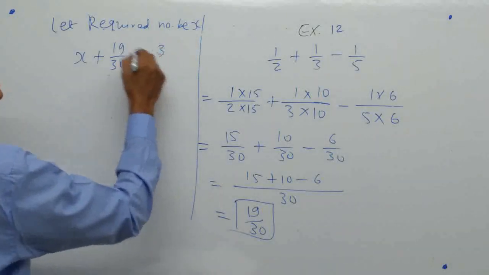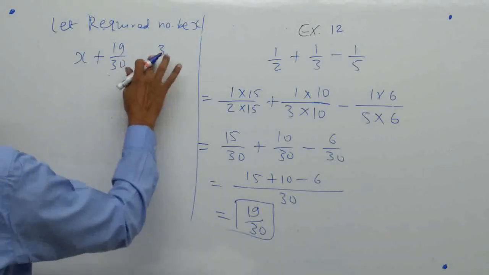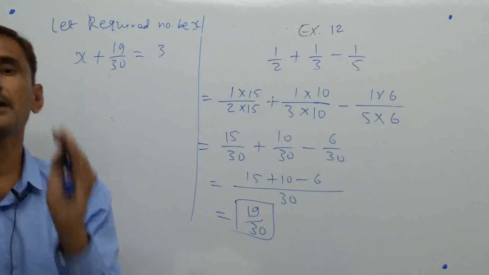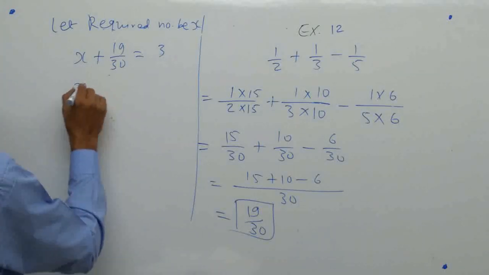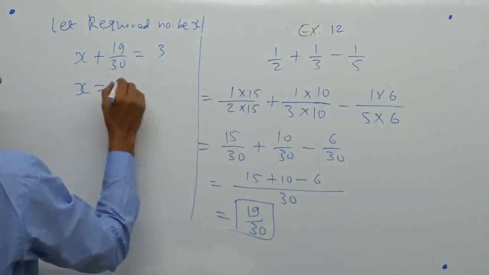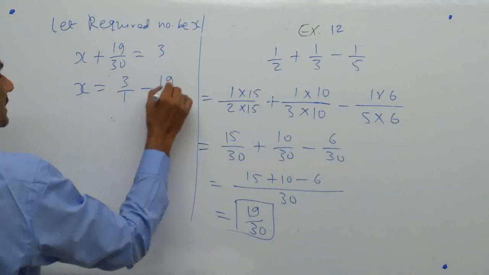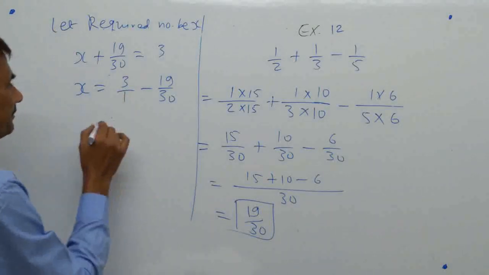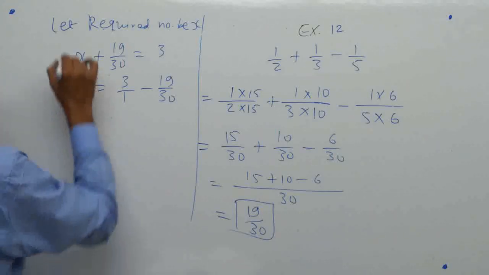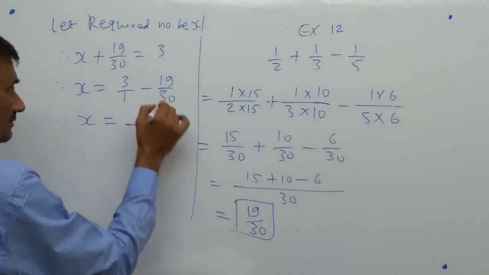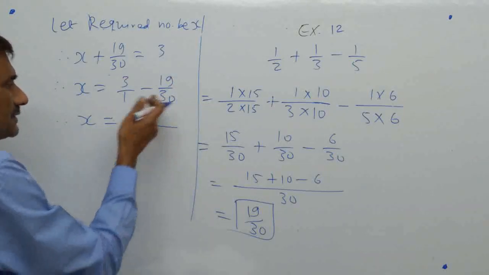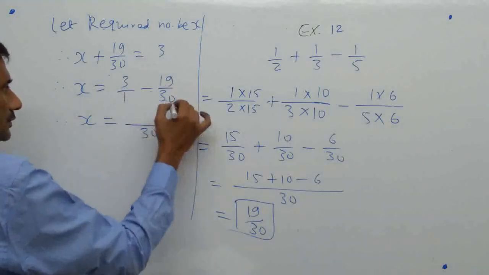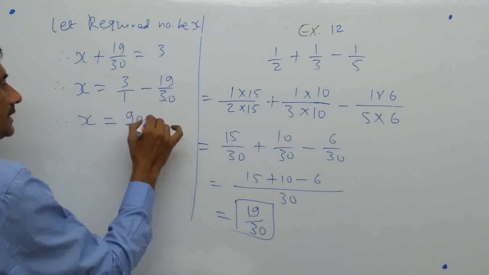Okay, understand the question again. This is not the solution, because it is only the simplification of the given bracket. Now you can shift 19/30 towards the right side. So I have written here 3/1, so it becomes a fraction, a rational form. Therefore x equals, now cross multiply 3, so 3 into 30. Cross multiplication or otherwise, both remain the same. So 30 into 3 is 90, 19 into 1 is 19, so 90 minus 19.